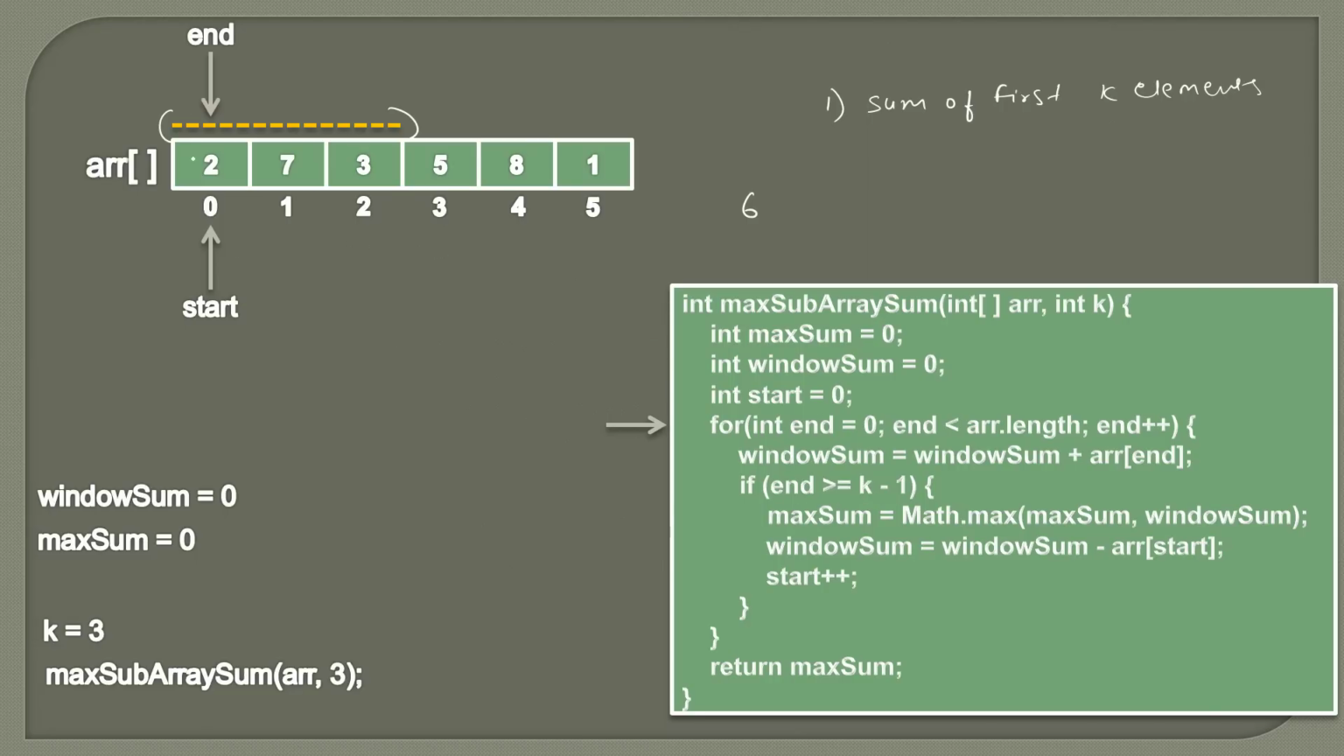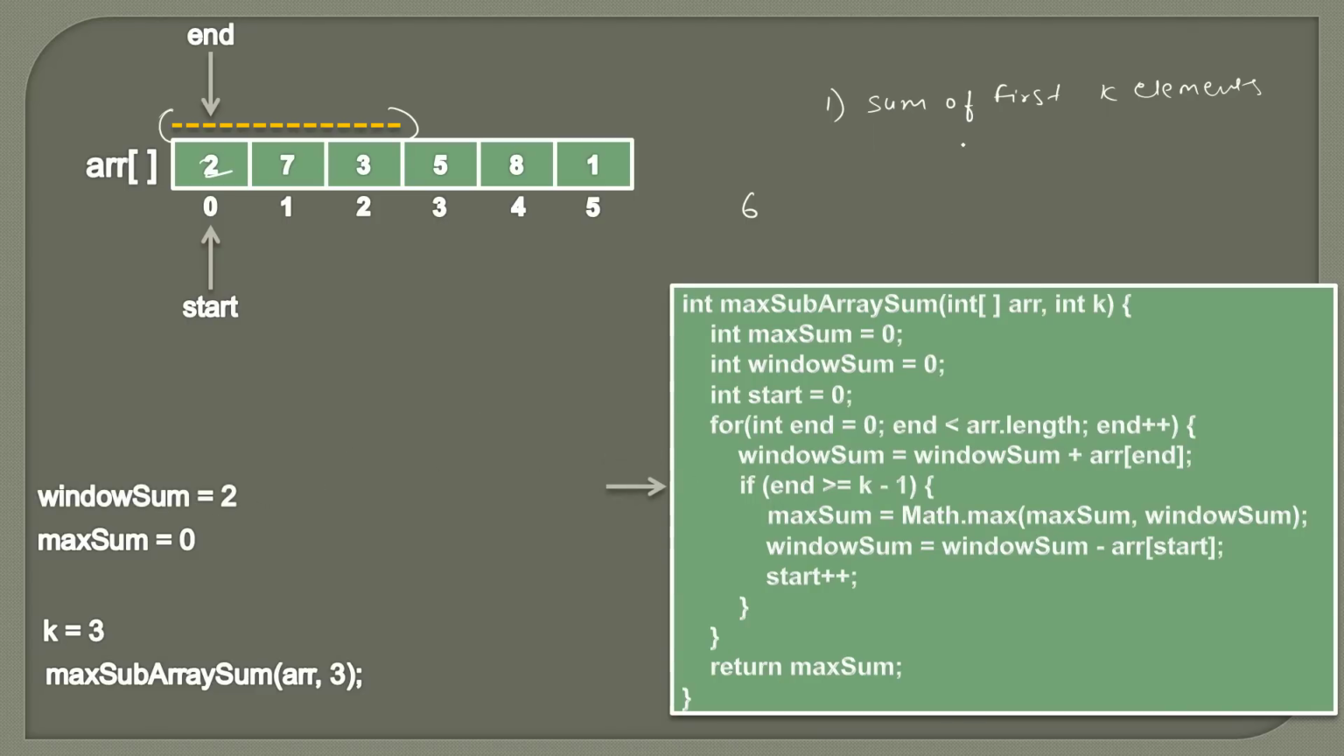The value of end, which is 0, is less than 6, so this condition comes out to be true. Now, as we need to evaluate the sum of the first 3 elements, this will get stored in the window sum because this is our first window. So to window sum we add array of end, which is the first element, which is 2. Initially the value of window sum is 0, plus we are doing array of end, which is 2. We are adding the first element and assigning it to window sum. So window sum will become 2 like this.